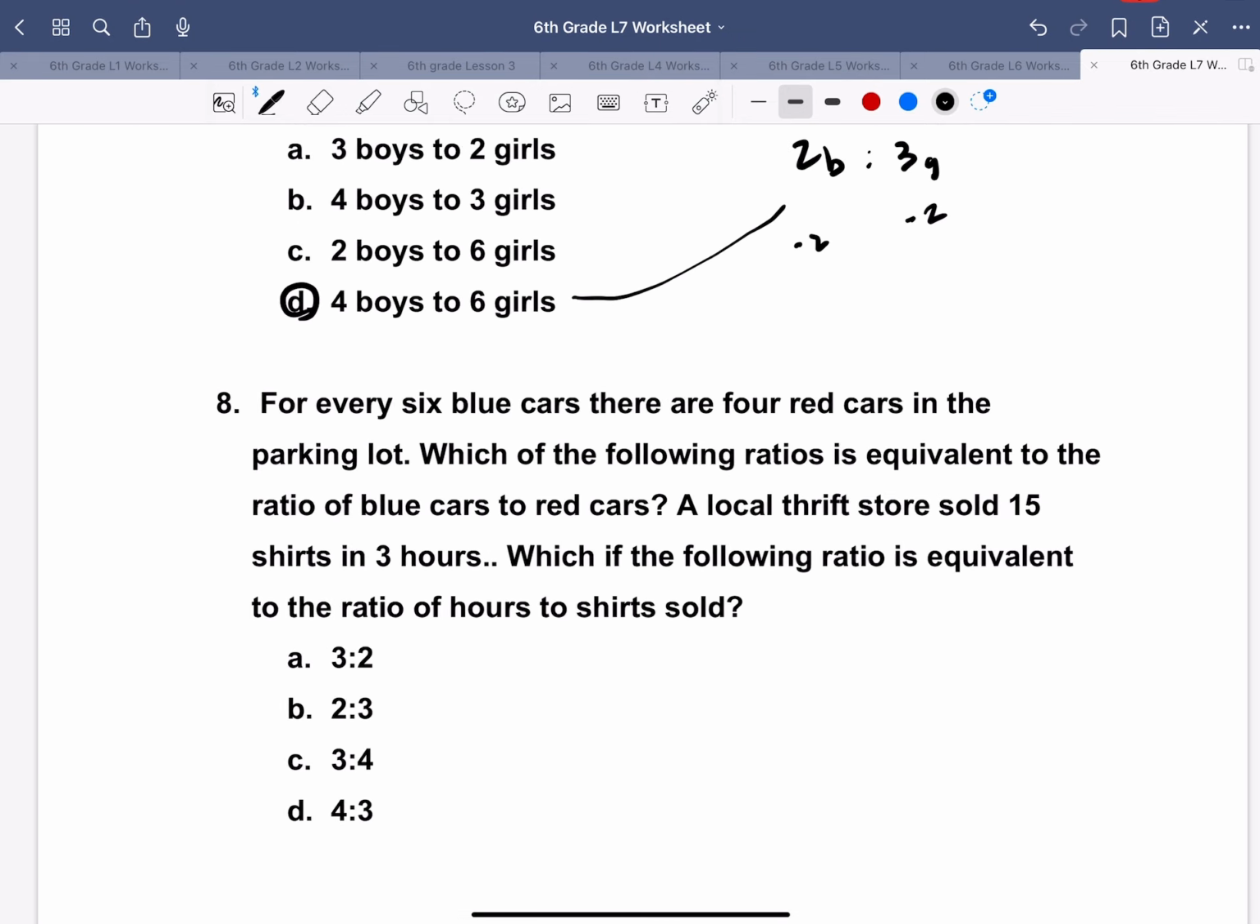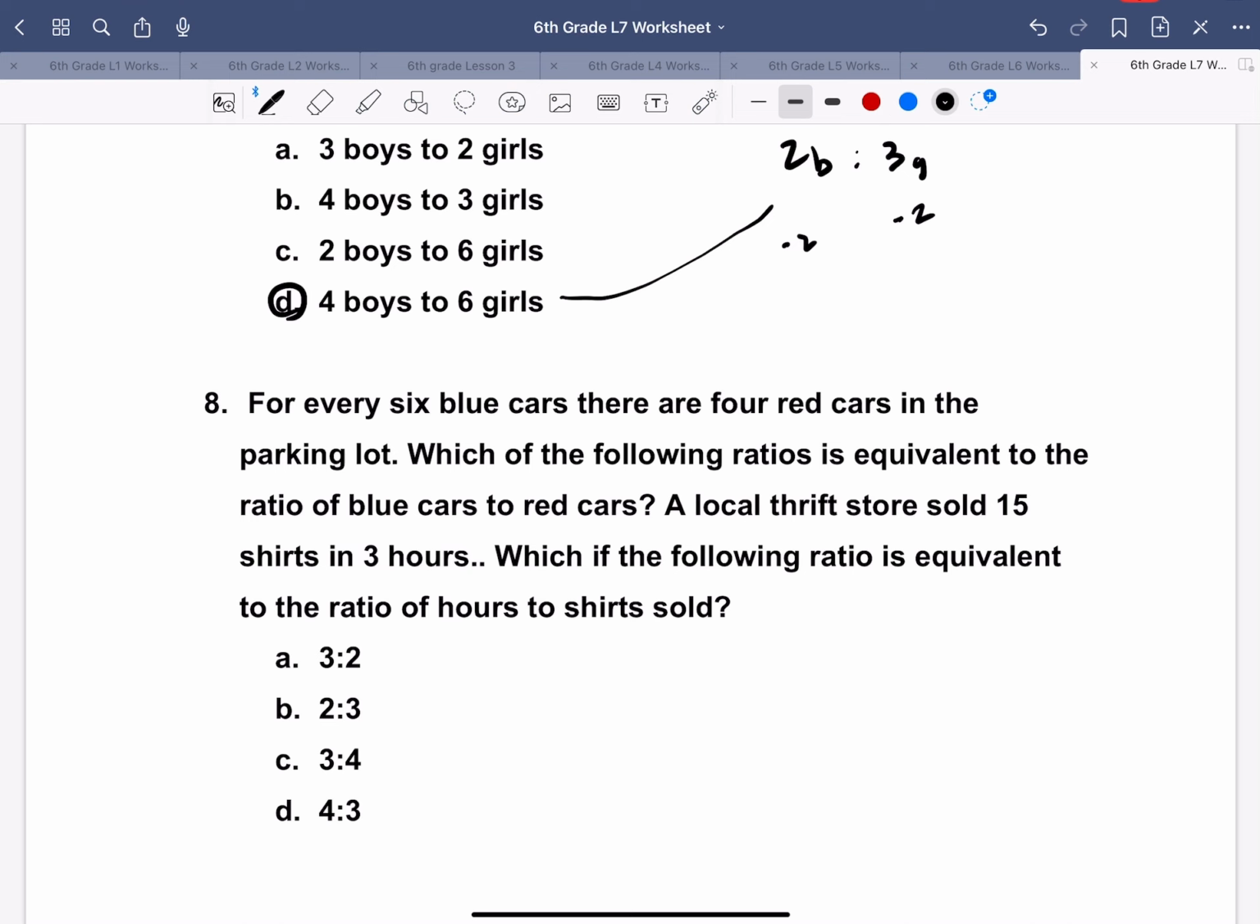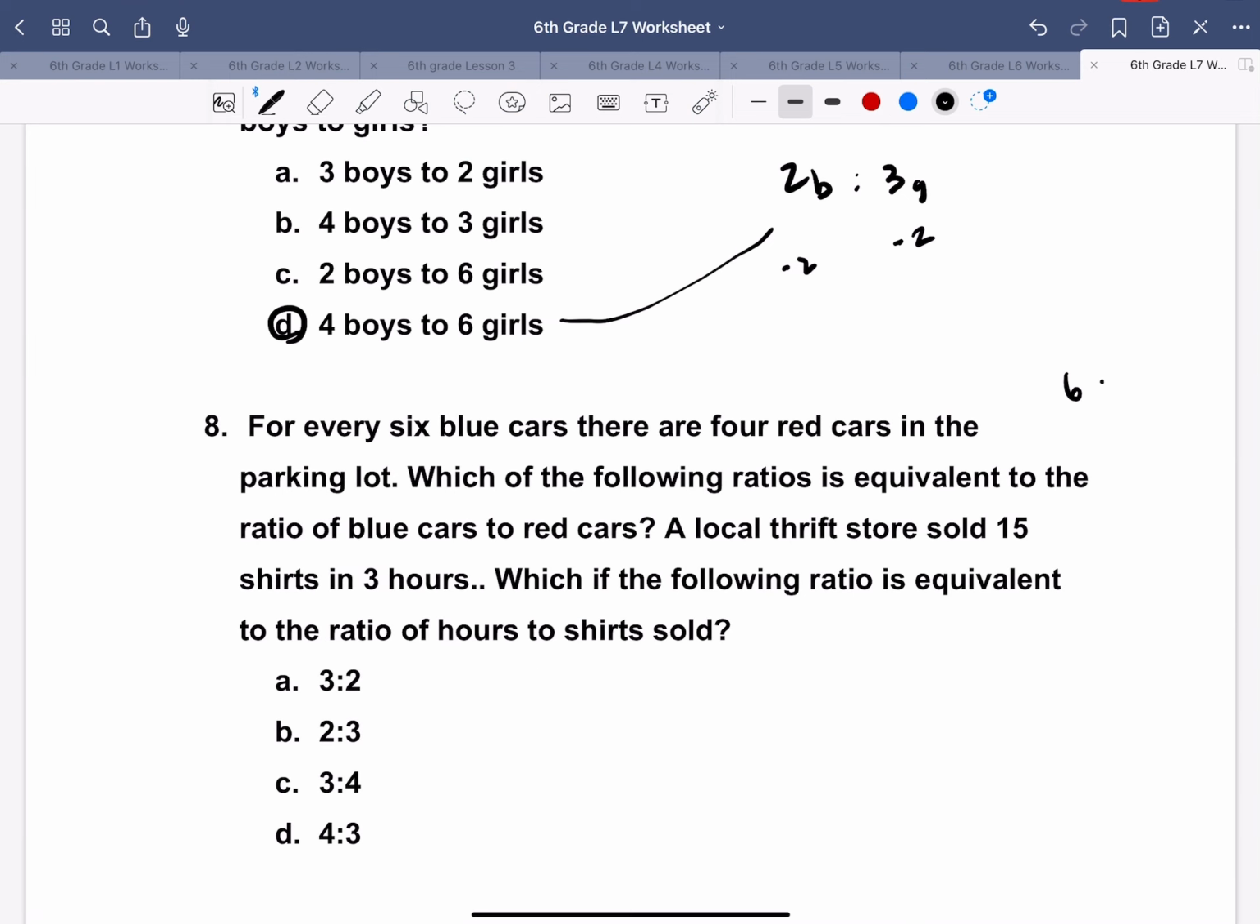And now number 8. For every 6 blue cars, there are 4 red cars, so 6 to 4, in the parking lot. Which of the following ratios is equivalent to the ratio of blue cars to red cars? So to get this in the simplest ratio, we can just divide by 2 to get a 3 to 2 ratio, which would be A.